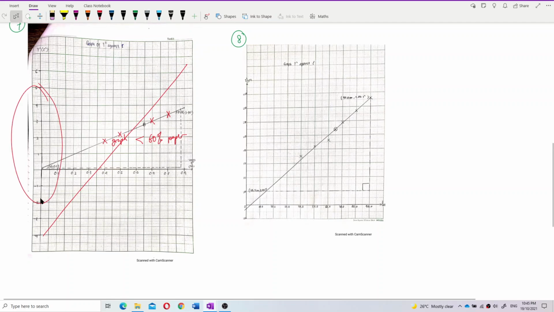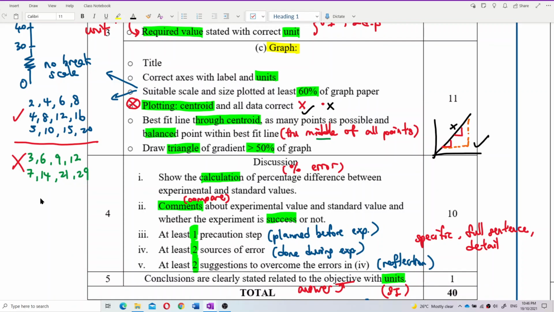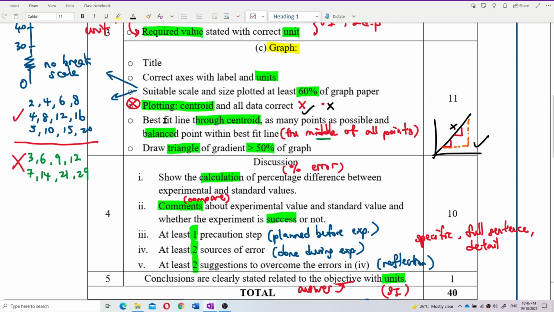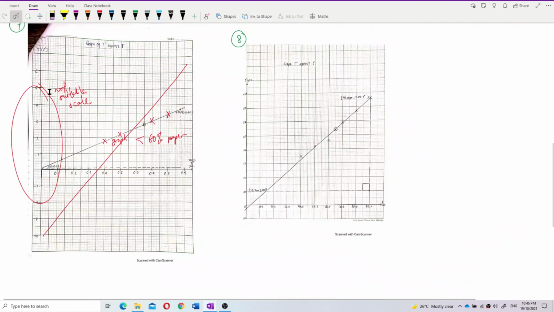So your scale needs to be adjusted. So we can say this is not a suitable scale. Not suitable. You need to adjust your scale to make the whole graph more than 60% of the paper. Okay.